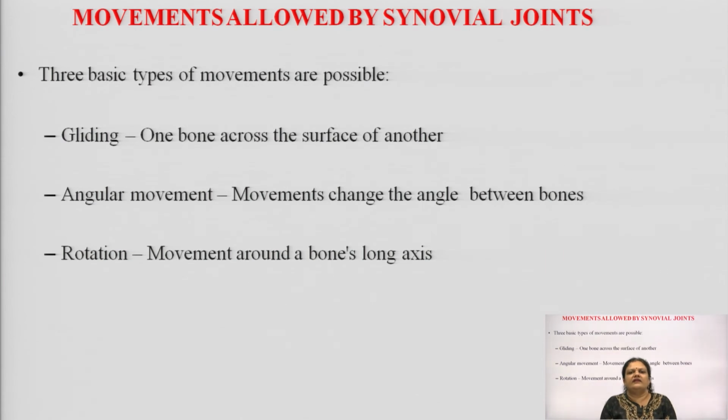And the third movement is the rotation movement. Here you will see the movement around the bone along its axis. Rotation means you will rotate your hand or leg in any direction.